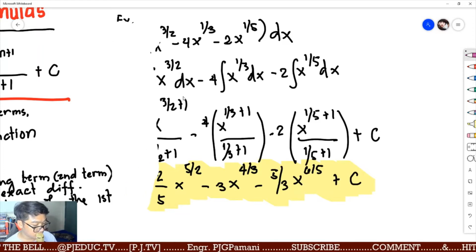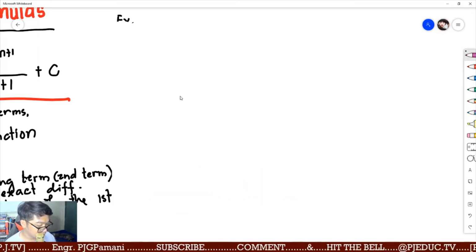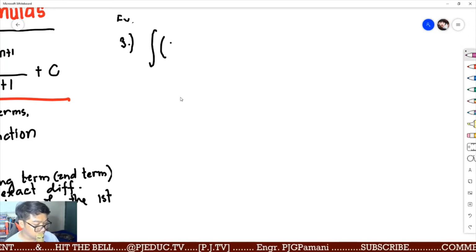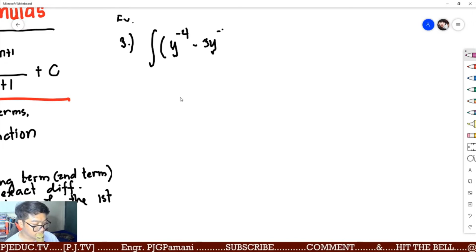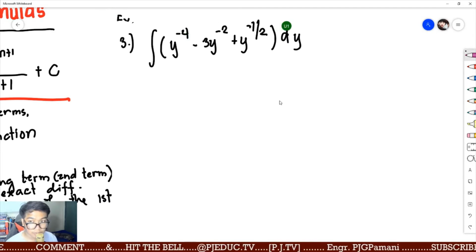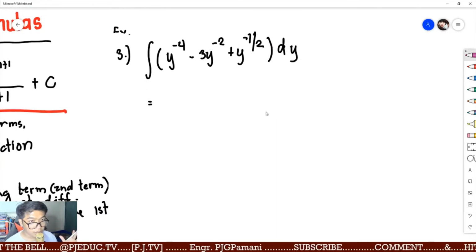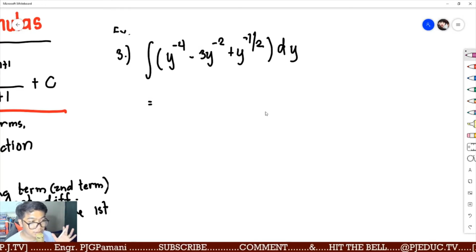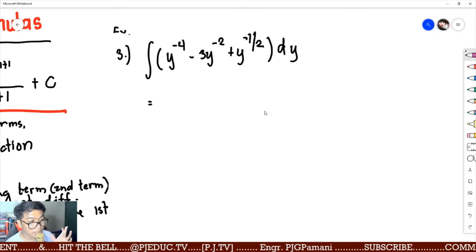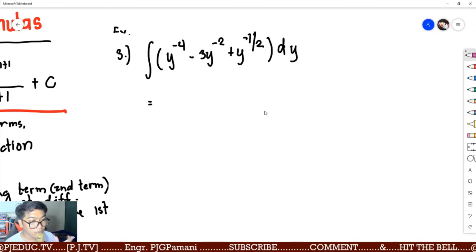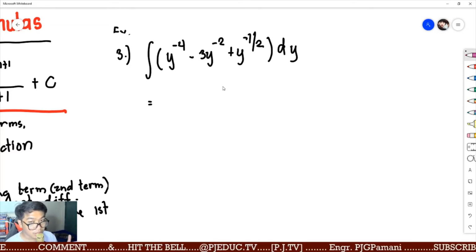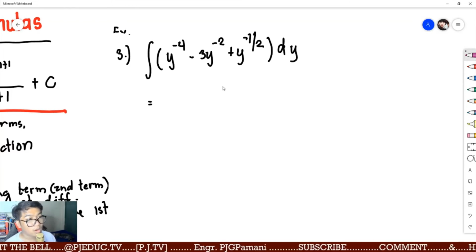Example number 3. What if our function carries a negative exponent? We have y raised to the 4th minus 3y raised to negative 2 plus y raised to negative 1/2. We no longer need to expand this integrand. Take note, as I said earlier, if a first term carries a negative exponent, it should not be equal to negative 1. If it is equal to negative 1, we'll have to use a logarithmic formula. But with this problem, the exponent is lower than negative 1, therefore we could still apply the power formula.